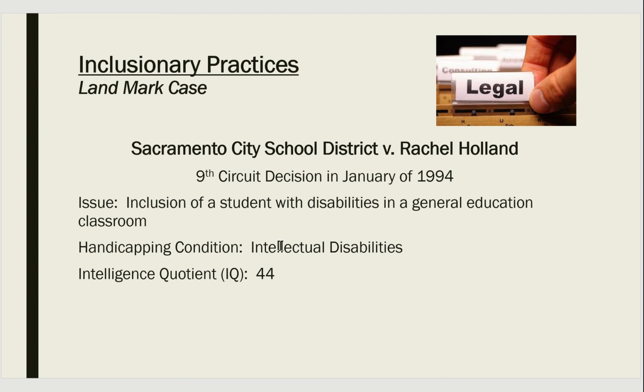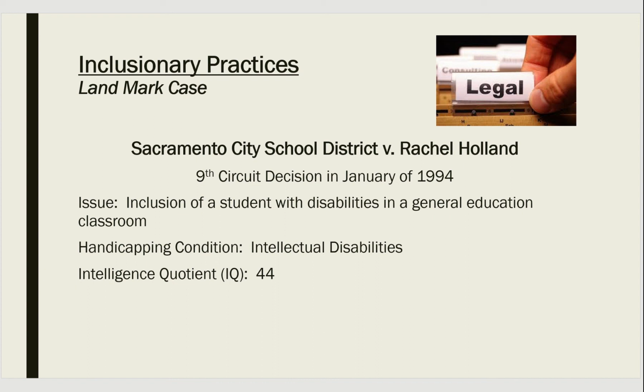And it's important to note, this wasn't a dyslexic student who maybe had a third grade reading level in a high school class. This was a child with severe intellectual disabilities with an IQ of 44. So she was profoundly intellectually disabled. And what the judge found is that, you know what? Rachel Holland could benefit from a general education program. In fact, she was benefiting from the interaction she had with her peers. She was working on a modified curriculum and making progress toward her IEP goals.